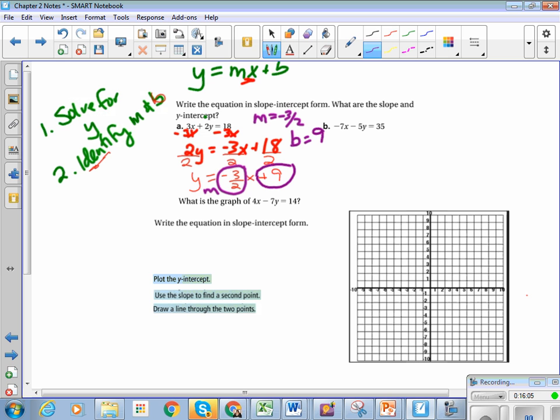Now be careful, especially on a quiz, if they ask you to write the y-intercept as a coordinate, which is very possible, you would want to write it as (0, 9). So if they have you write the y-intercept as a coordinate, the y value is 9 and the x value is 0, because that's where it intersects the y-axis.